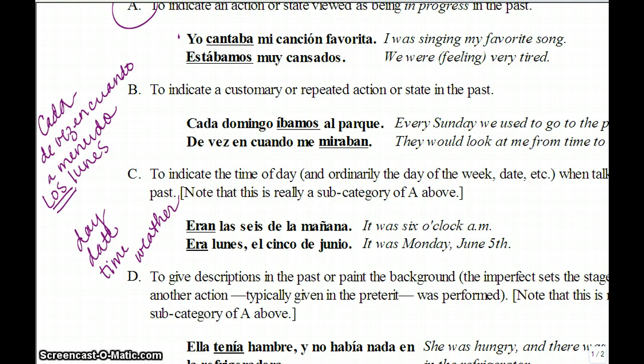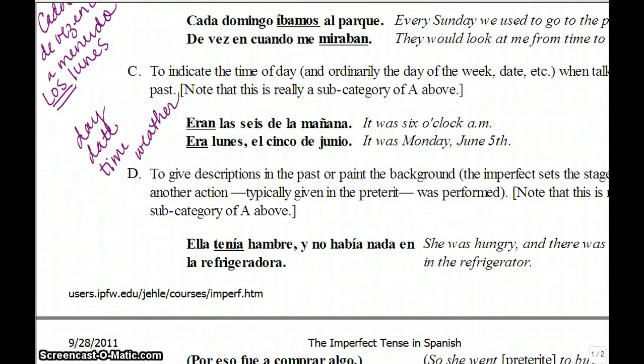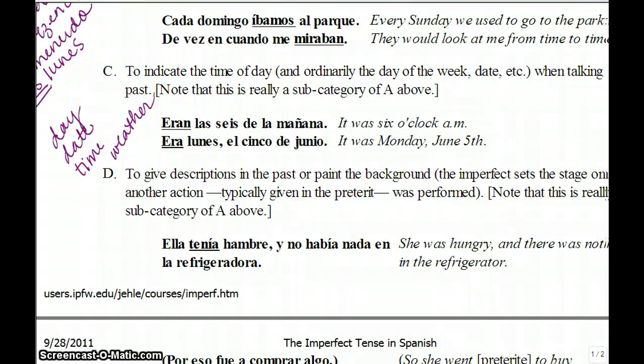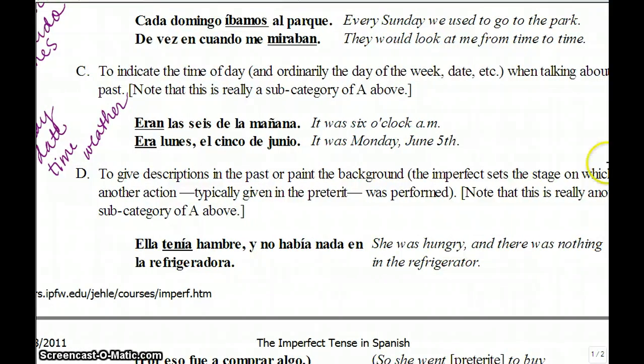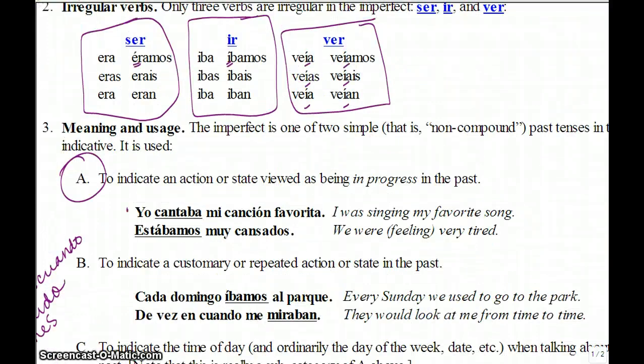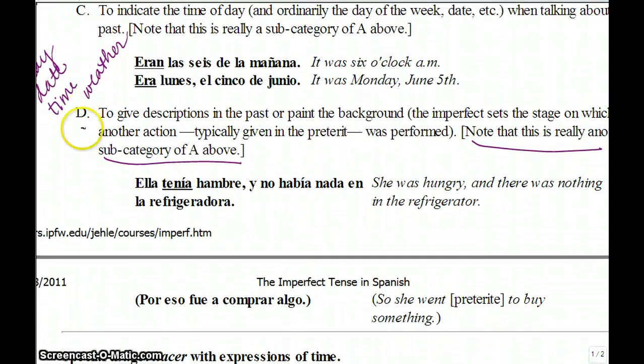And then last you're going to use the imperfect when talking about descriptions. So we talked about this earlier. Anytime you want to paint a picture, set the scene for something else. So this is a lot like category A as well. You can see that it says note that this is really another subcategory of A above, and it is. You're just setting the scene, and if you look back up top, A is setting the scene too. You're talking about something that was in progress, so you're setting the scene just like in part D.